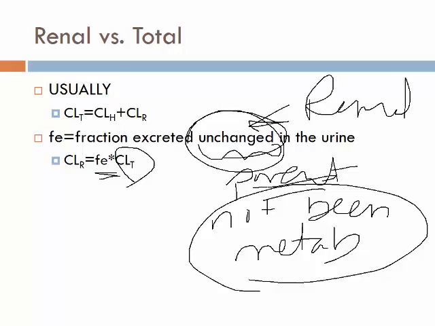I mean, most of the drugs go out in the urine, but they might go out as a metabolite. If they go out as a metabolite, they've already been cleared by the liver by being changed into something new, being metabolized. I hope that's clear.